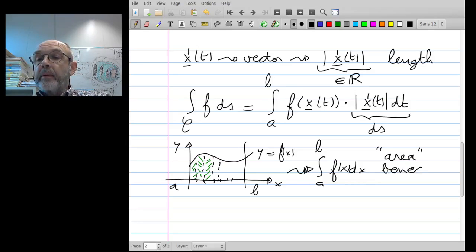And here my function is positive, but if my function is negative, I can also get some negative value out of it. An area is most of the time always positive and can never be negative. But okay, this is for the idea.